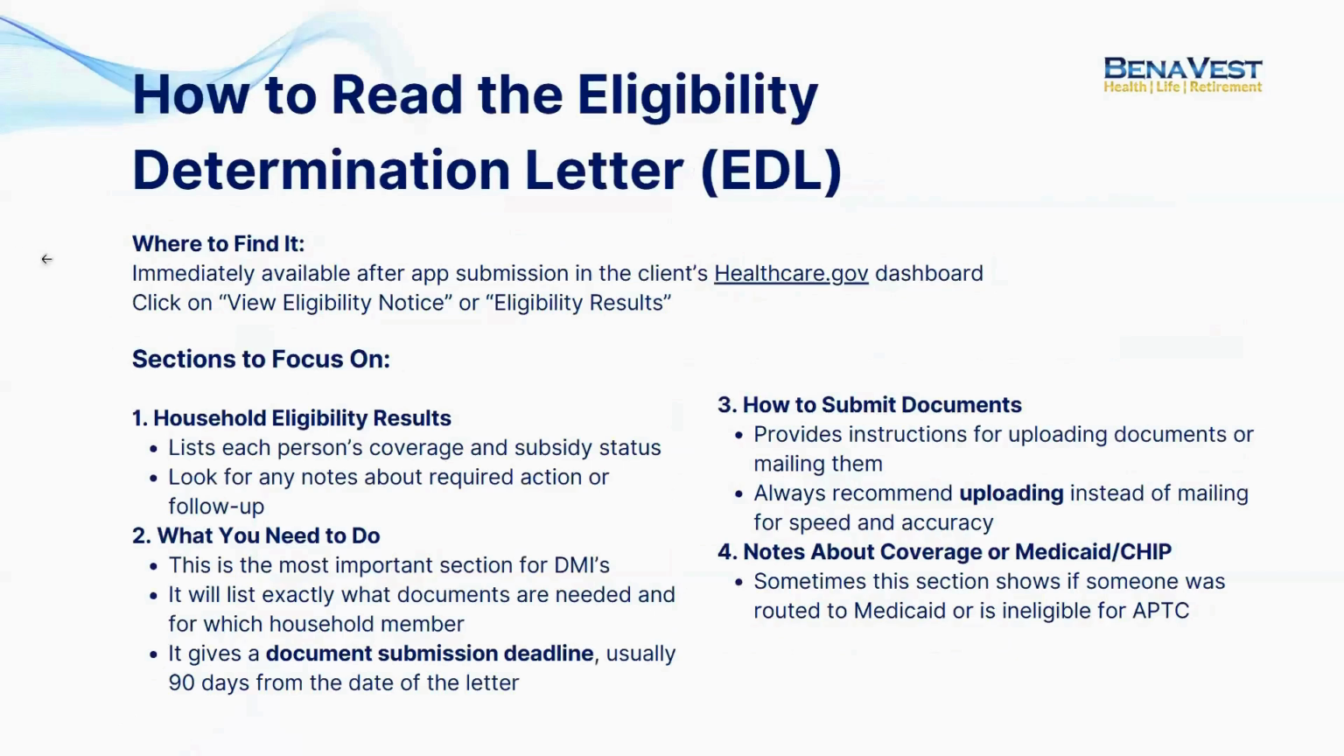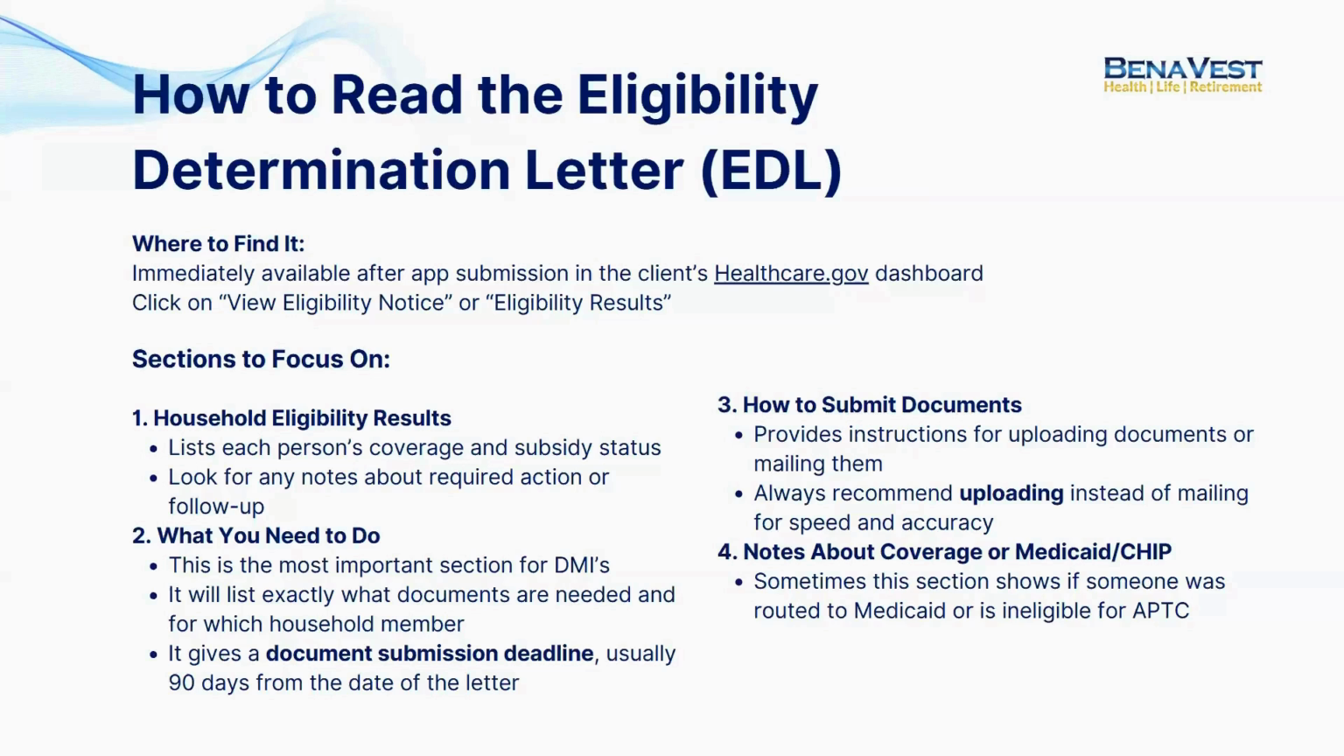So how to read the eligibility determination letter? Like I mentioned, where you find it, it's immediately available after the application is submitted in the client's healthcare.gov, or like I said, another approved EDE platform. It will automatically generate and pop up. So what you need to look for is the household eligibility result. Look at each person's coverage and subsidy status, and then look for any notes about required action or follow-up.